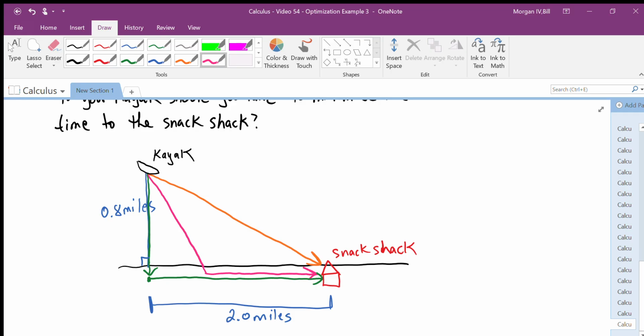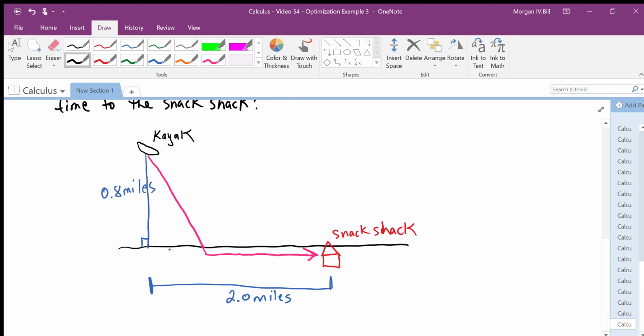Okay, let's add a little bit more to this. If it is somewhere in between, we need to be able to write what those variables are. So I'm going to take off the green line here, and the orange line. Let's assume that there is some distance x right here. Some distance x. So x would be the distance from perpendicular to where you would land the kayak.